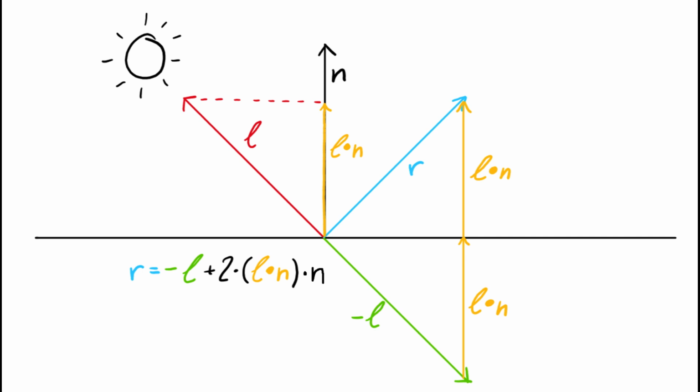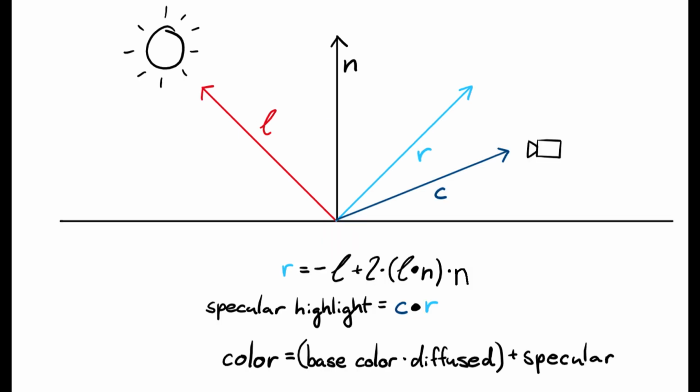So then to calculate the reflection vector, all you have to do is take negative L, which is the inverse of L, plus 2 times the dot product of L and N times N. Now that we have the reflection vector, it's really easy to calculate how much light is being reflected into the camera. If we have another vector called C, which is just the vector pointing from the pixel to the camera, we can calculate the dot product between C and R to get how much light is being reflected into the camera. And that's our specular highlight.